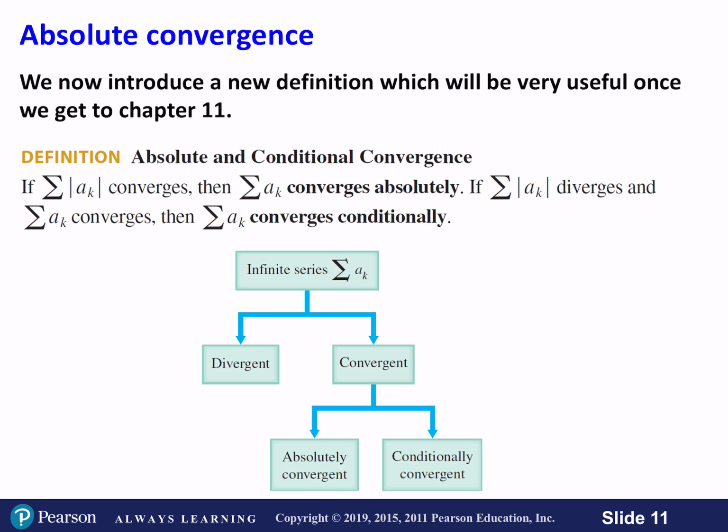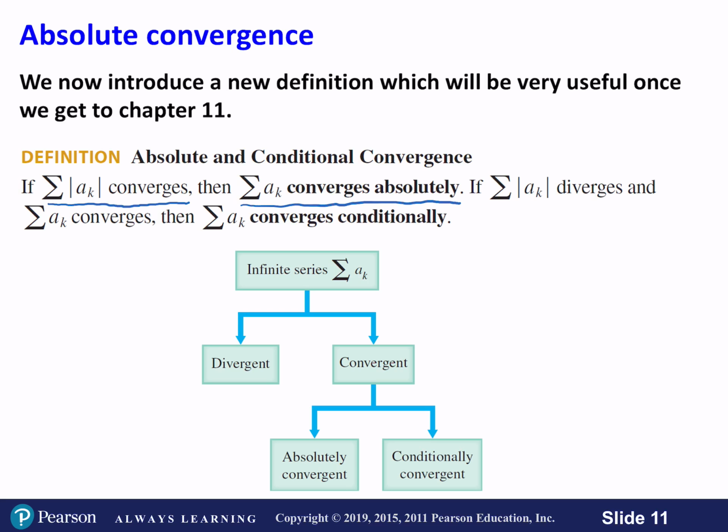All right, so now let's introduce another concept. We're going to talk about this idea called absolute convergence. And this will be super useful whenever we get to chapter 11. So the idea is pretty straightforward. The concept is that if the sum of a_k converges, the sum of the absolute value of a_k, that's important, then the sum of a_k converges absolutely. That's just a definition. That's what it means. If we take an absolute value around our a_k, then it converges absolutely.